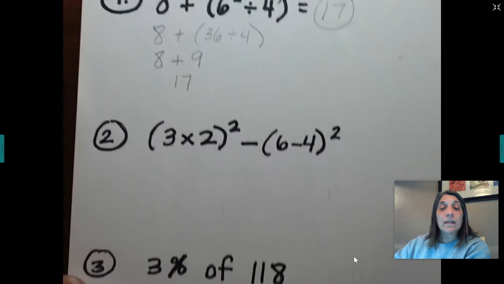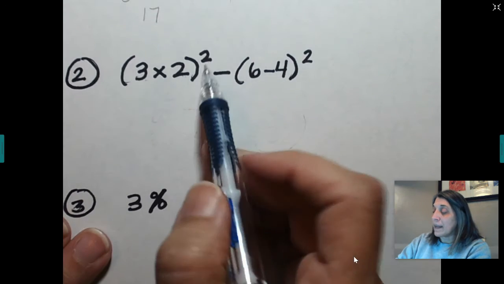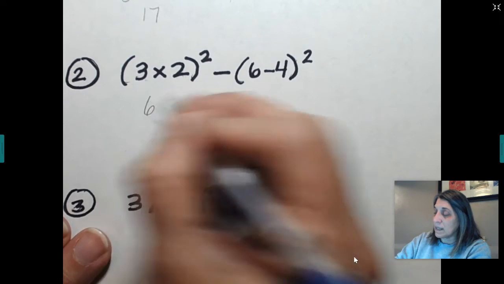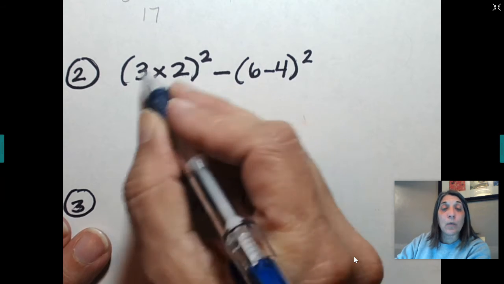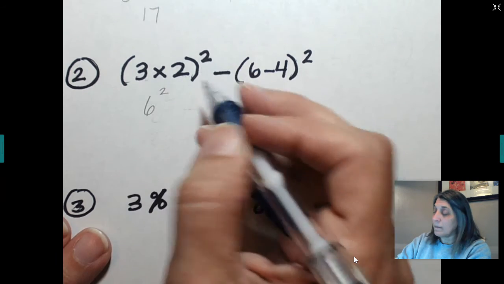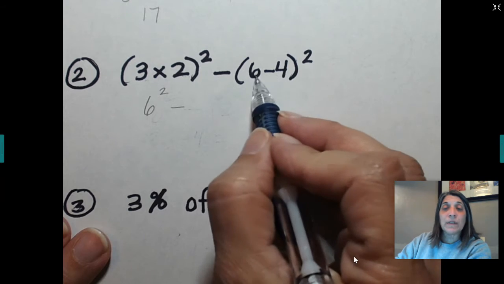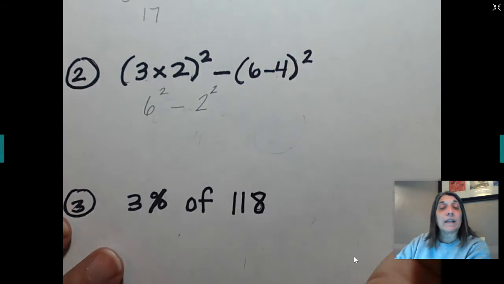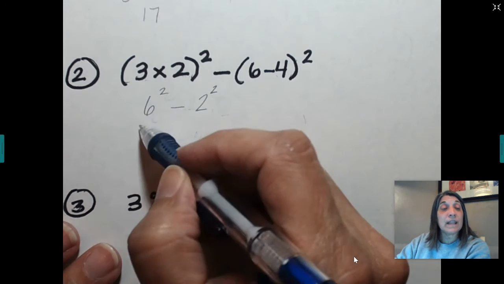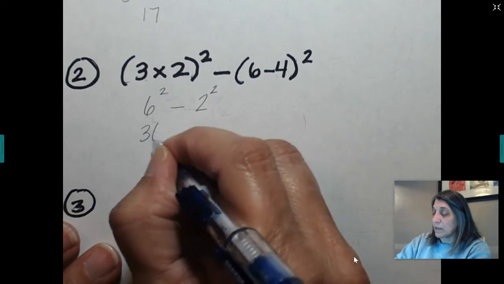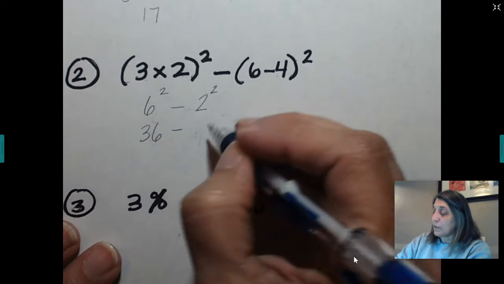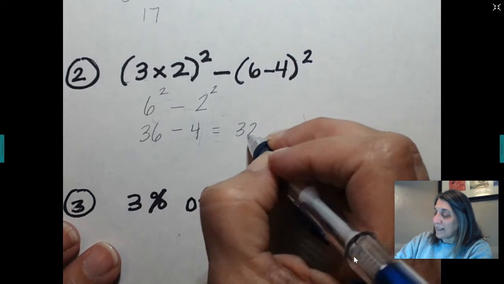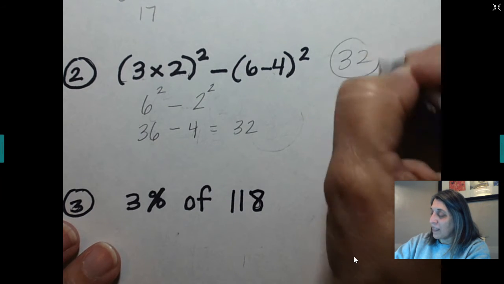Okay, the second one here, we've got exponents, but we need to take care of what's inside my grouping symbols first. 3 times 2 is 6. And I'm going to take what's inside my parentheses and square it, minus what's inside these parentheses. 6 minus 4 is 2, and I'm going to square that. Okay, so I took care of my grouping symbols first. The next thing I need to take care of is exponents. 6 times 6 is 36. 2 times 2 is 4. You can kind of see my old marks there. So you come up with 32 is your answer on that one.